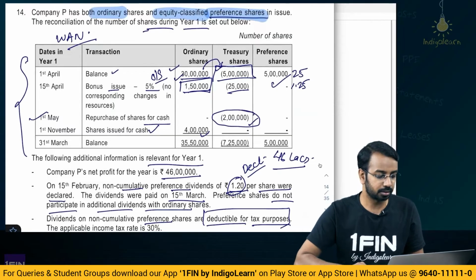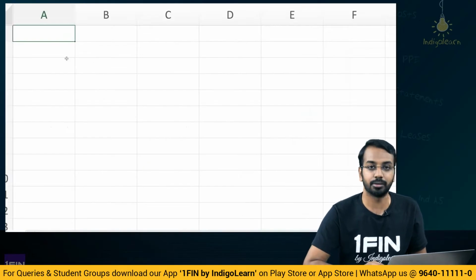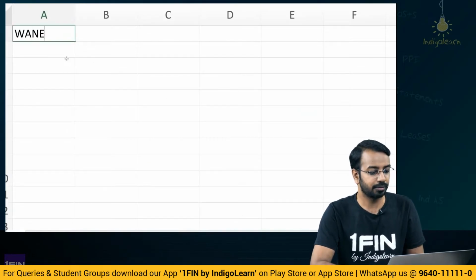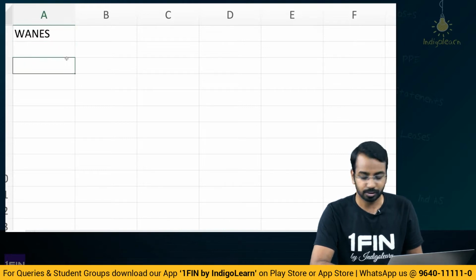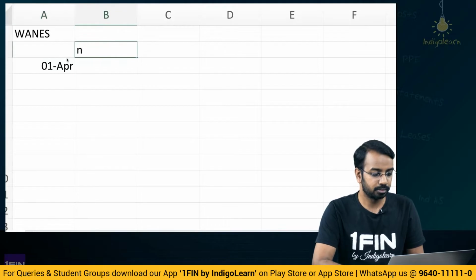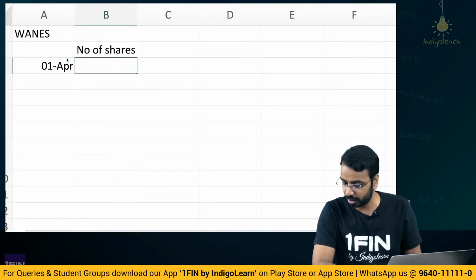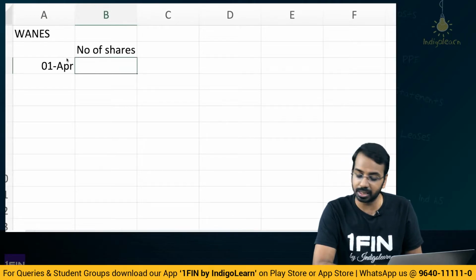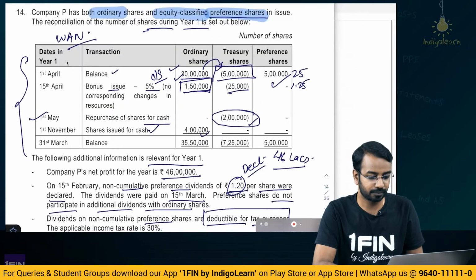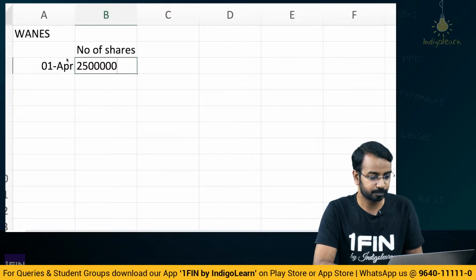So, with these numbers, let us start our calculation. First is to calculate the weighted average number of equity shares. So, we will begin with 1st of April. Number of shares outstanding, how many are given? 30 lakhs minus 5 lakhs, so you have 25 lakhs.